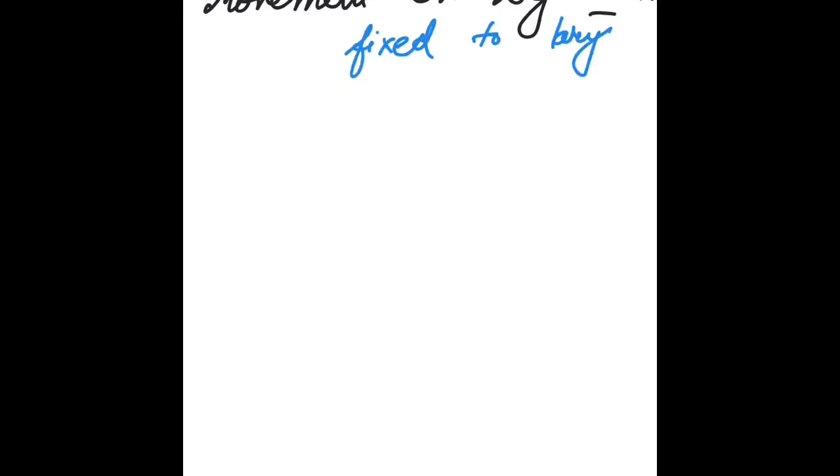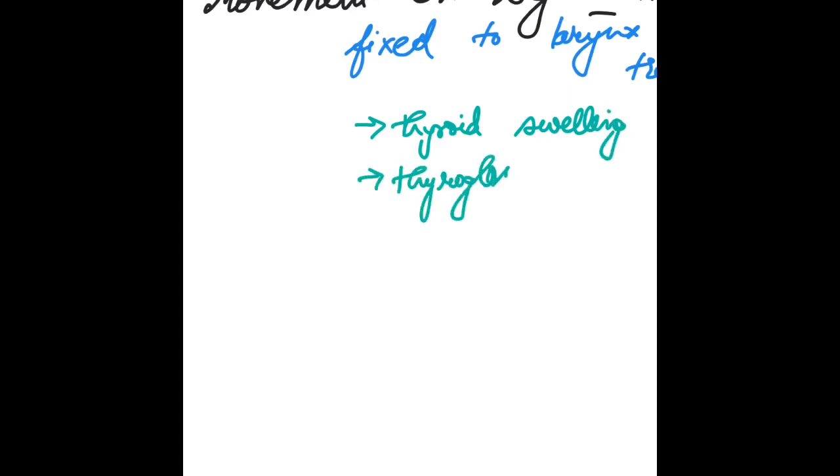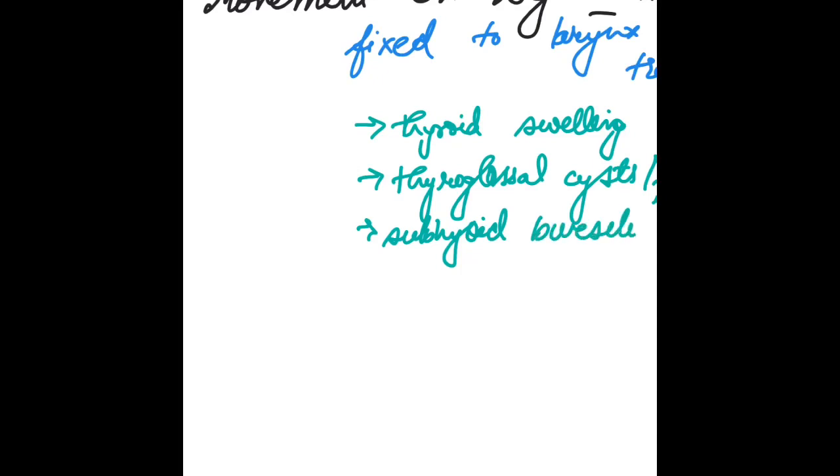Next is movement on deglutition. Now this happens for swellings that are fixed to the larynx or trachea. The swellings that show movement with deglutition are a thyroid swelling, thyroglossal cysts or fistula, subhyoid bursitis, and pre or paratracheal lymph nodes.